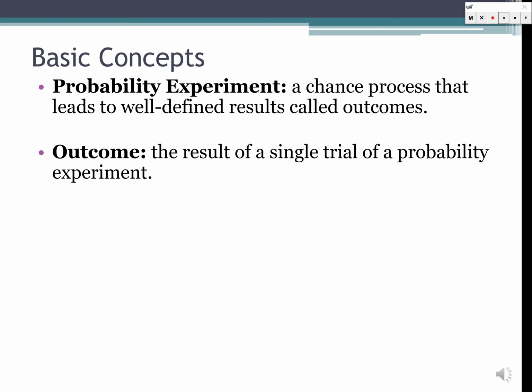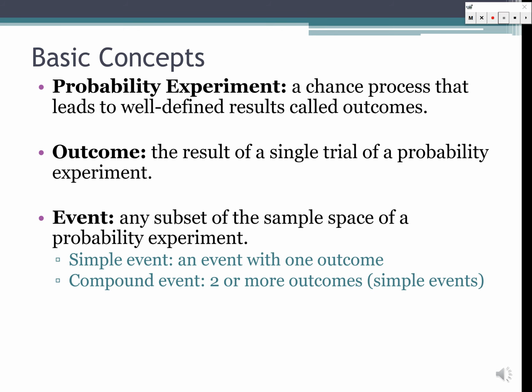So if you're talking about an outcome, it's the result of one trial. So whether you're talking a trial of flipping a coin, rolling a die, whatever you happen to be doing for your experiment, an outcome is the result of a single trial. An event consists of one or more outcomes.